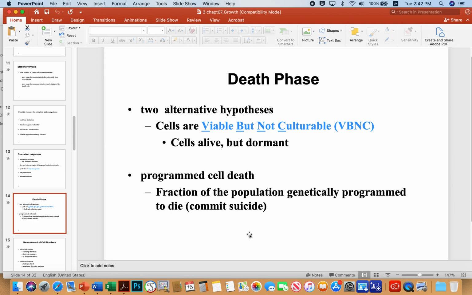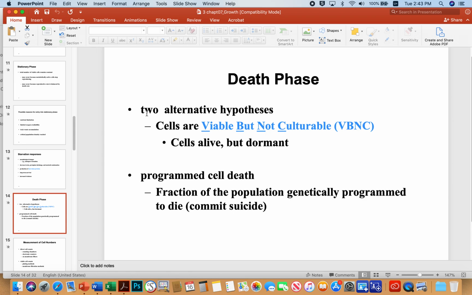Two alternative hypotheses as to what's happening in the death phase are the viable but non-culturable phase, in which the cells are alive but dormant, or a programmed cell death, in which a fraction of the population is just genetically programmed to die. In this particular case, it's kind of like an altruism. You can imagine that if every few cells just pops open and releases their guts into the medium, other microbes have the potential to eat those guts. And so they can actually survive off of the body parts of their siblings.